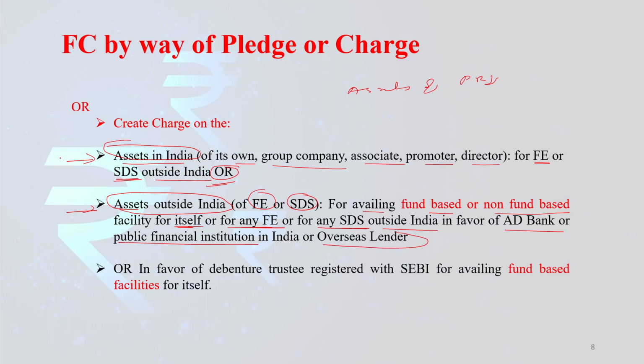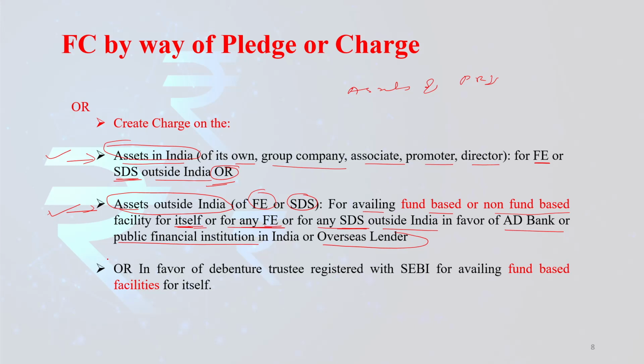Since there are two categories of assets: first, if the assets are in India, then the charge can be created for a foreign entity or step down subsidiary outside India. Anyway, if the Indian entity is borrowing funds in India, it can create a charge on its own assets. But for this provision, if the assets are in India, the charge can be created for a foreign entity or step down subsidiary outside India. And if the assets are outside India, meaning assets of the foreign entity or step down subsidiary, then for availing a fund-based or non-fund-based facility for itself, or for any foreign entity or step down subsidiary outside India, in favor of an AD Bank, public financial institution, or overseas lender.